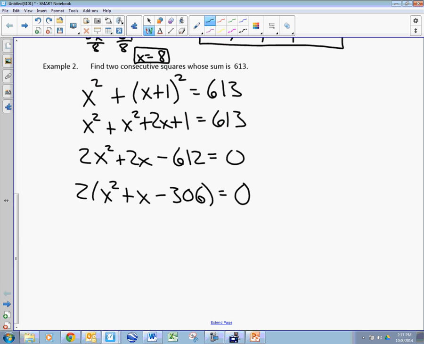We need two numbers that multiply to 306 and add to 1. They're going to be pretty close together if they add to 1, right? Let's see. 17 times 17 is 289. 18 times 18 is 324. 17 and 18 are really close together. Do 17 and 18 work? Is 17 times 18 306? Yeah.